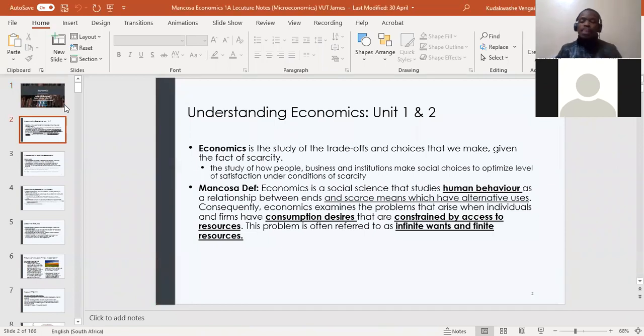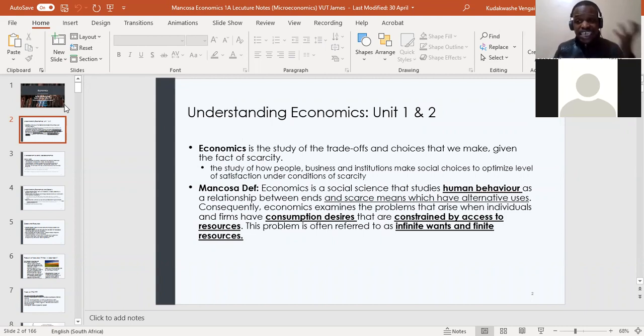Okay. So economics, broadly speaking, is what we call the study of trade-offs. What do we mean by that? What is a study of trade-offs? We are saying that in an economy such as the one that we have in South Africa, there are what we call resources, and there are people that have wants and needs.